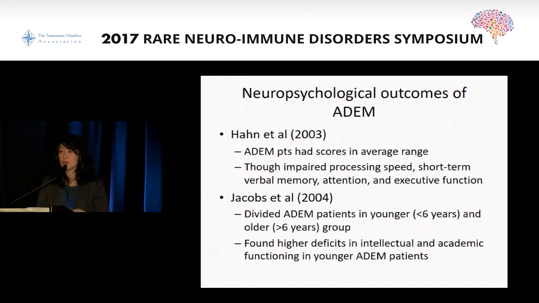The next group asked the question, does the age at which you get ADEM matter? And they split the cohort into a younger group, under 6, and an older group, over 6. And they found, on average, the younger patients seemed to do less well in terms of intellectual and academic functioning. So that seems to make sense. This is a really critical time in language development and figuring out social structures.